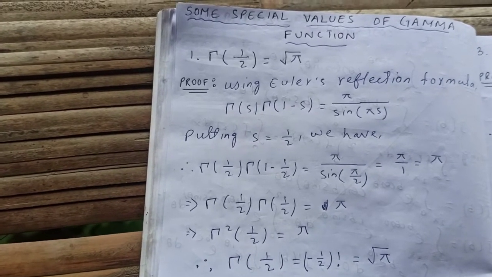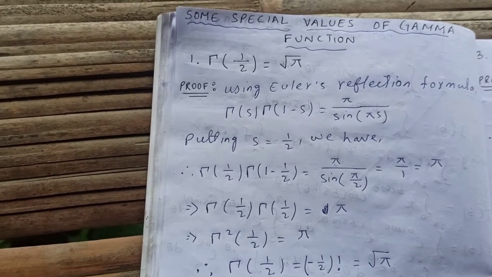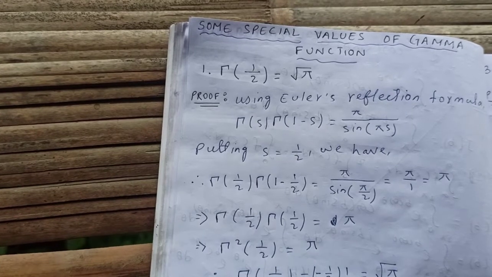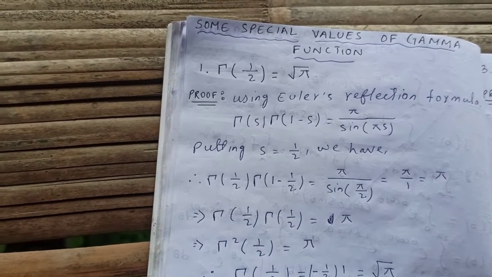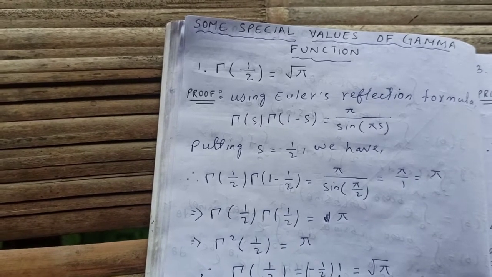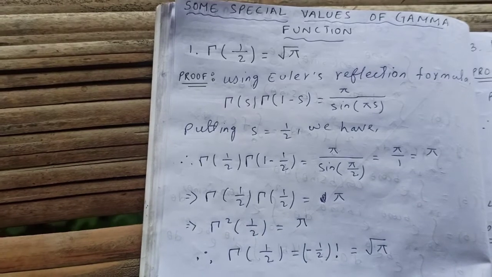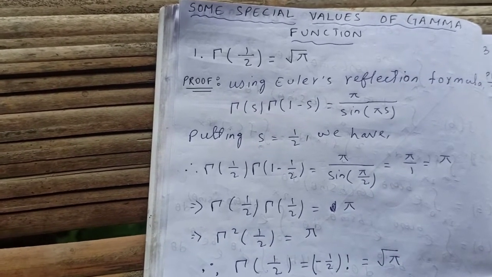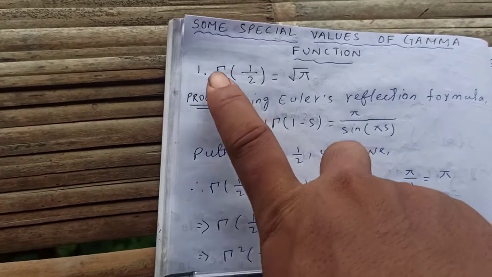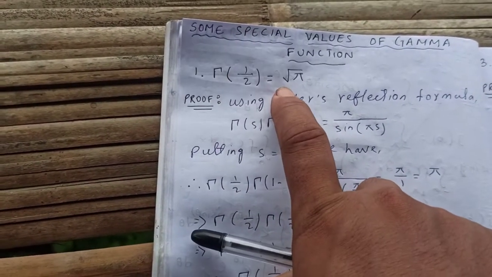Today, let's see some special values of the gamma function. These are the half-argument values, or half values. Now we are going to evaluate, or prove, number one: gamma of half is nothing but the square root of pi.